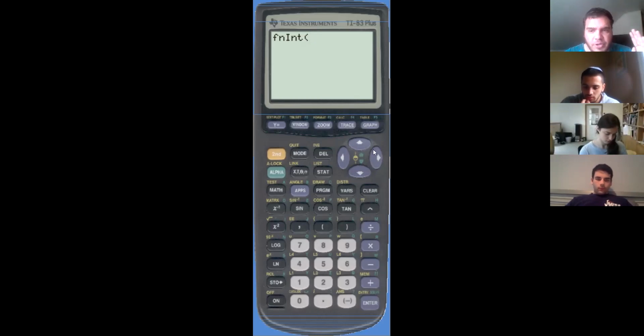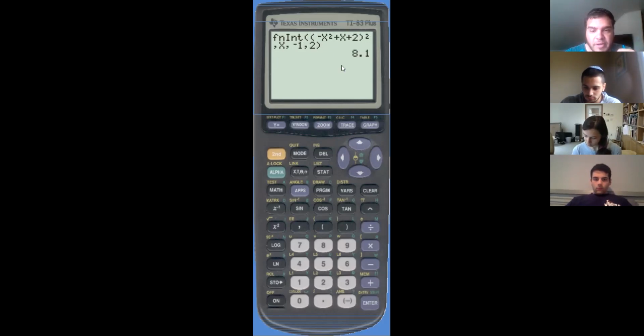For the TI-83 version, you first put your equation. I'm going to put it in parentheses again: negative x squared plus x plus 2, close parentheses, and that whole thing squared, which is what I wrote on the whiteboard. I put a comma. Then it asks what you're differentiating by: is it dx, dy, dt? It's x, so I put x. Then your lower and upper bound: that's -1 and 2. Close all of that, enter.